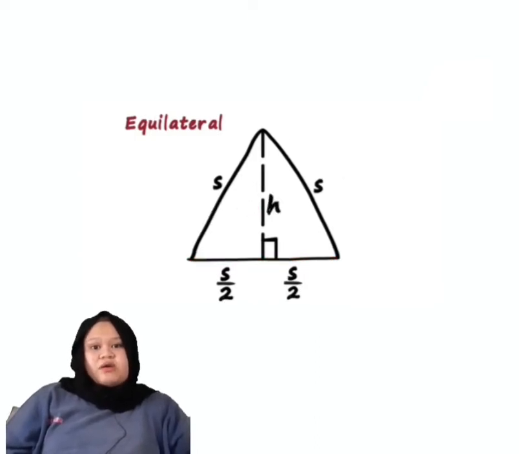Now look at the figure. We need to find the area of this equilateral triangle only in terms of its side. It means we need to find its area in terms of S. How can we do that?